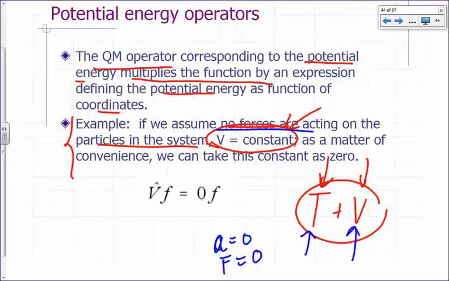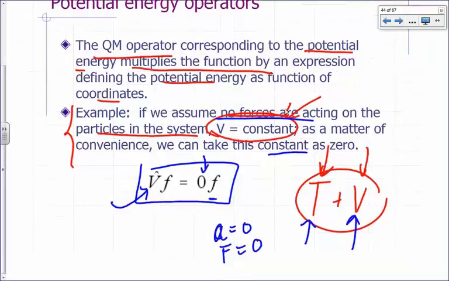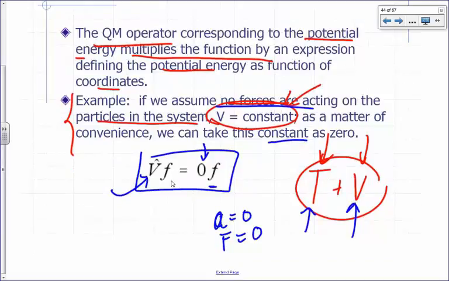Now, as a matter of convenience, we can take this constant as 0. There's really no absolute scale for energy, so we can define any arbitrary value and then define everything with reference to that. So we can just take that as 0, for example. So in this particular case, we can define our potential energy operator, this we have right here, as an operator that multiplies a function by 0. Okay, so when you do that, you're just saying that the potential energy is constant, it's 0 in this case. Okay, so that's a potential energy operator.